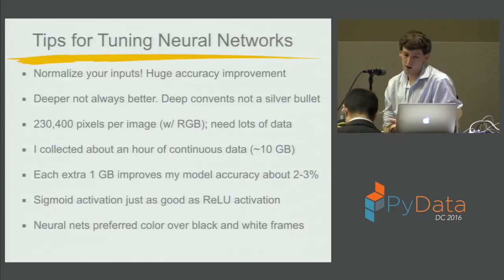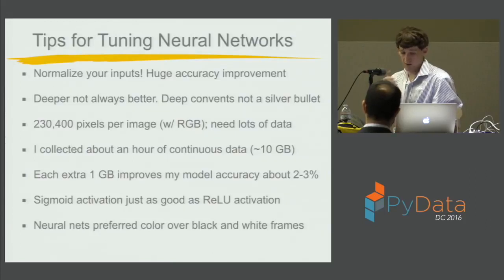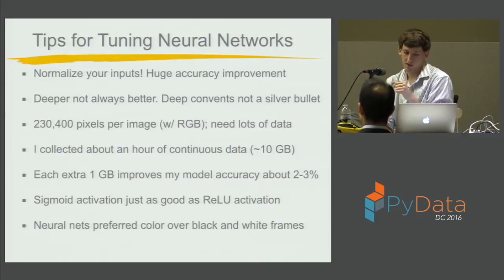But my model learned a lot better with color images than with black and white. Anyways, because you have so many pixels, and because I'm not applying a compression algorithm like singular value decomposition or principal components analysis, you just need lots of data. So I collected about 10 gigabytes worth of data. I think NumPy compresses my data, because when I made this as a text file for H2O, it just got huge. But with NumPy, it was like 10 gigabytes of continuous video data.